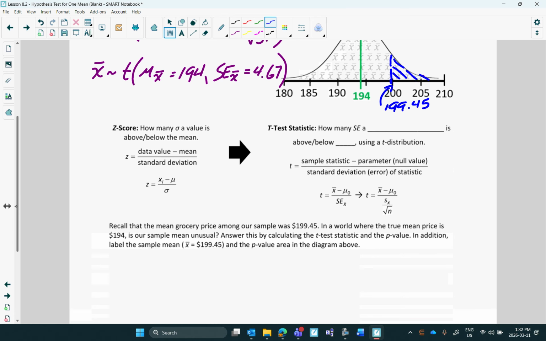So remember, to do this the long way, we need to calculate the t-statistic, and then from that we can get the p-value, which tells us how much this area is, or what's the probability of getting 199.45 or greater. Okay, so the t-test statistic tells us how many standard errors the sample mean is above or below the null mean. Right? We want to find out how many standard deviations that is.